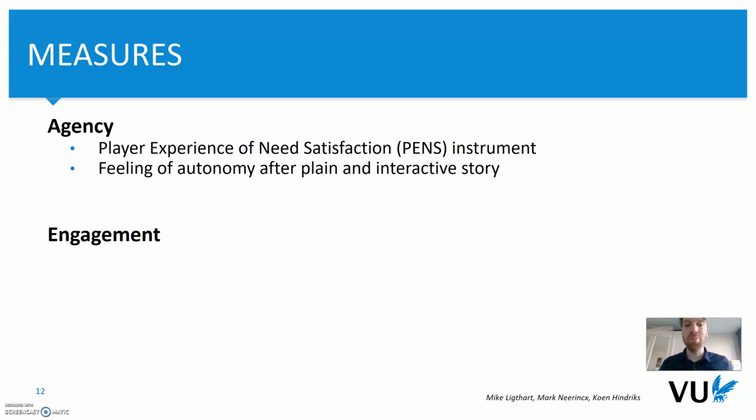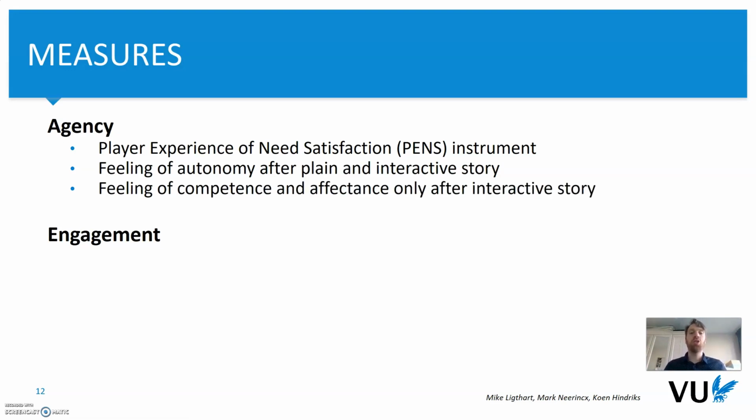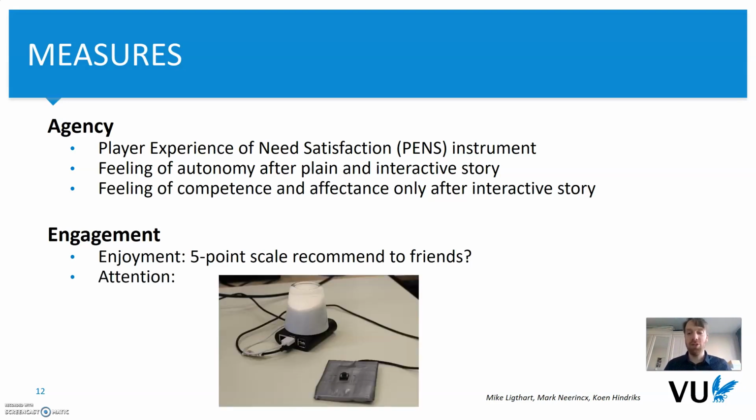We furthermore measured both the attention and enjoyment components of engagement. To measure enjoyment, we asked participants to what extent they would recommend their experience to their friends on a 5-point scale. And to measure attention, we created a light-based distractor instrument. This instrument is based on the prisoner cueing task and the peripheral detection tasks. Both are attention measuring instruments from the cognitive psychology community. And we placed the instruments near the robot in such a way that when the participants would look at the robot, the instrument would be in their peripheral view.